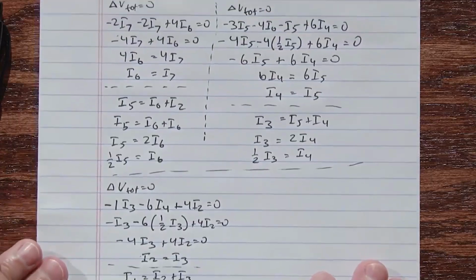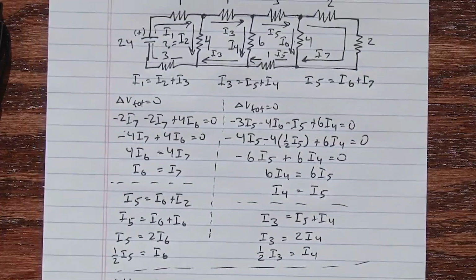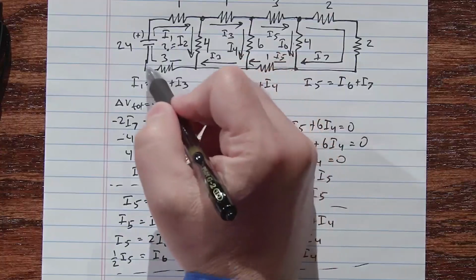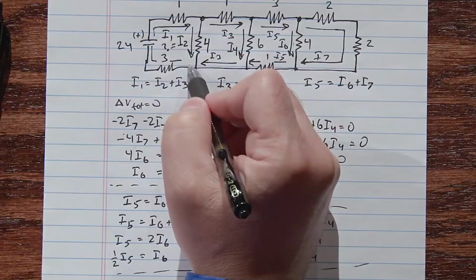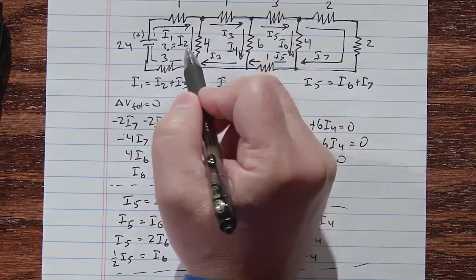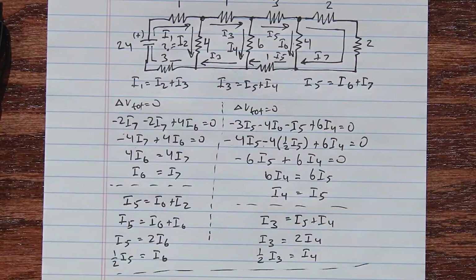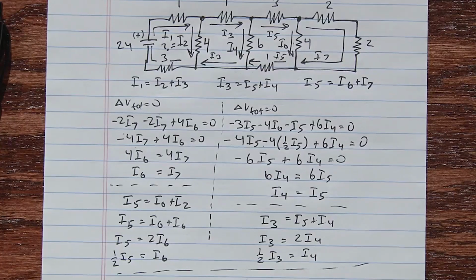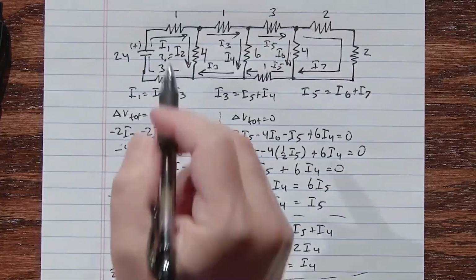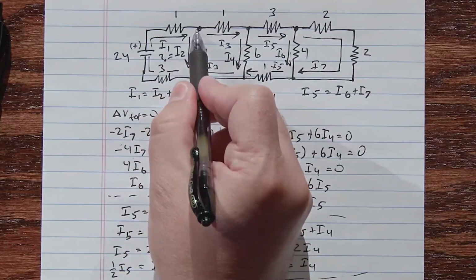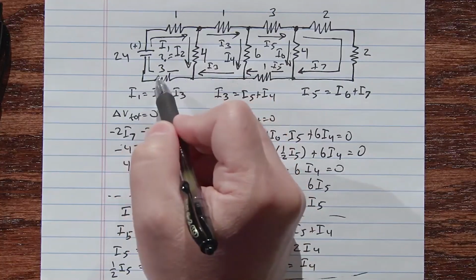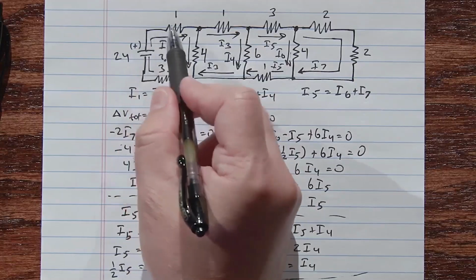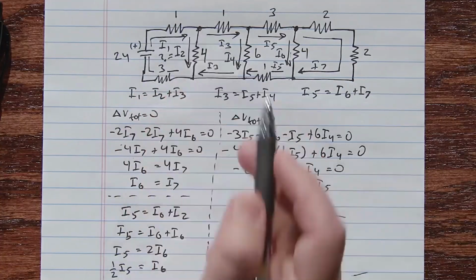And now it's time to do our final loop around this part of the circuit right here, which is going to give us our I2, which we're looking for. Okay, I'll say it out loud. What we're going to get? We're going to get negative 4I2 minus 3I1 plus 24 minus 1I1 equals 0.